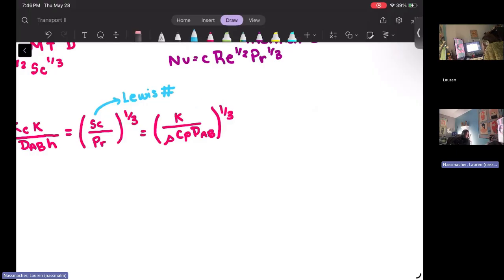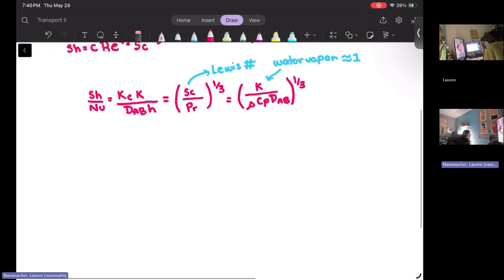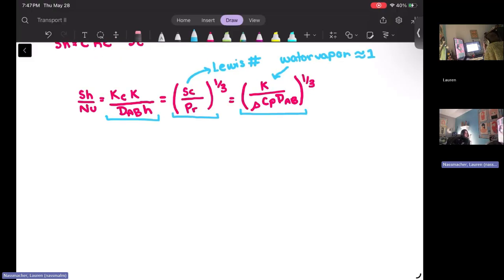And when you substitute in the water vapor variables into this equation, you get somewhat the number 1. And that will be important in a few seconds. Because what we're going to do is we're going to relate this equation to our Lewis number to this equation. And so we're going to label, instead of it being the Schmidt number over the Prandtl number, it's just going to be Le, Lewis.